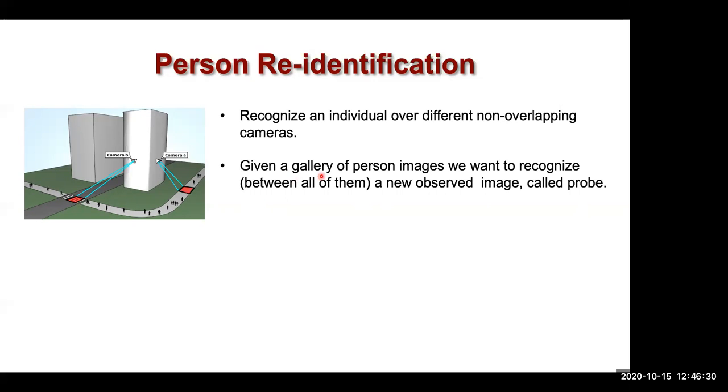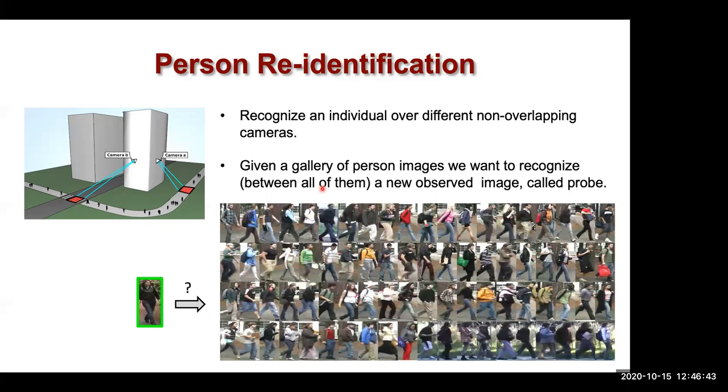You're given a gallery of person images taken from one camera, say camera A, and you have a new image, which is called the probe, and you want to basically match the probe against the gallery.